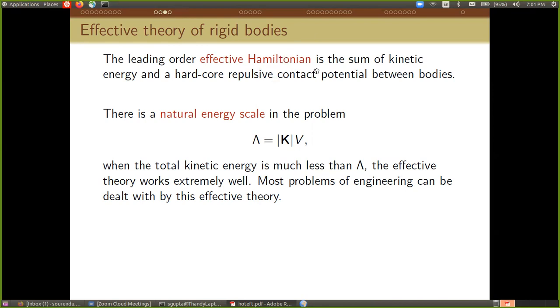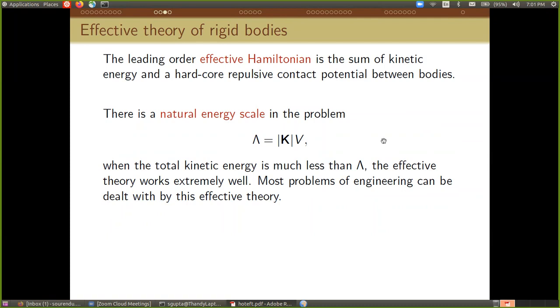Okay. And that, as I said, is because there's a natural energy scale in that problem, which I have called lambda, which is something like this mod k times the volume of the body. And the total kinetic energy is much less than lambda. The effective theory works extremely well, and you can deal with most problems of engineering with this effective theory. Okay. So that's the answer that you were looking for.